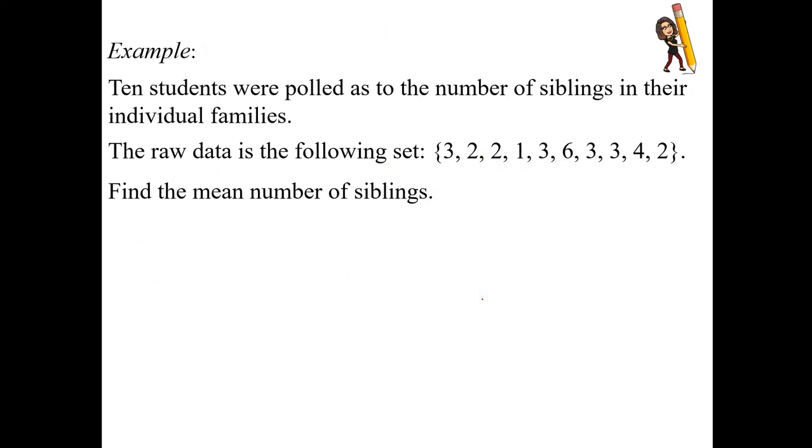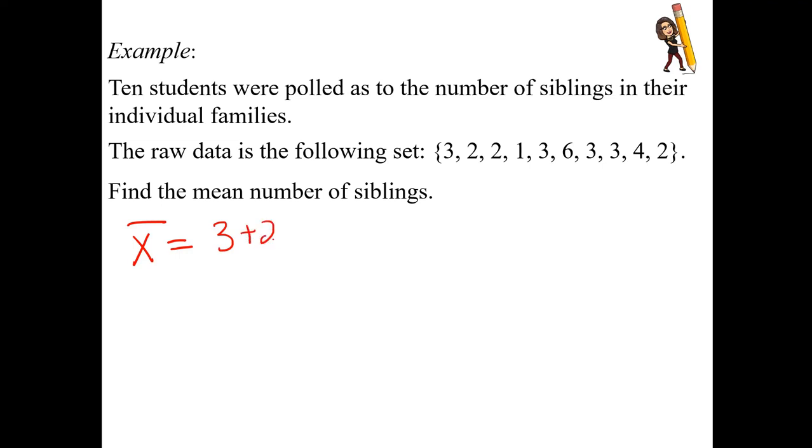All right, here we go. Here's our first example. It says 10 students were polled as to the number of siblings in their individual families. So we surveyed 10 students and asked them, how many siblings do you have in your family? Here's the raw data set: 3, 2, 2, 1, 3, 6, 3, 3, 4, 2. We want to find the mean number of siblings. Because it's a sample, we'll use X bar instead of mu.